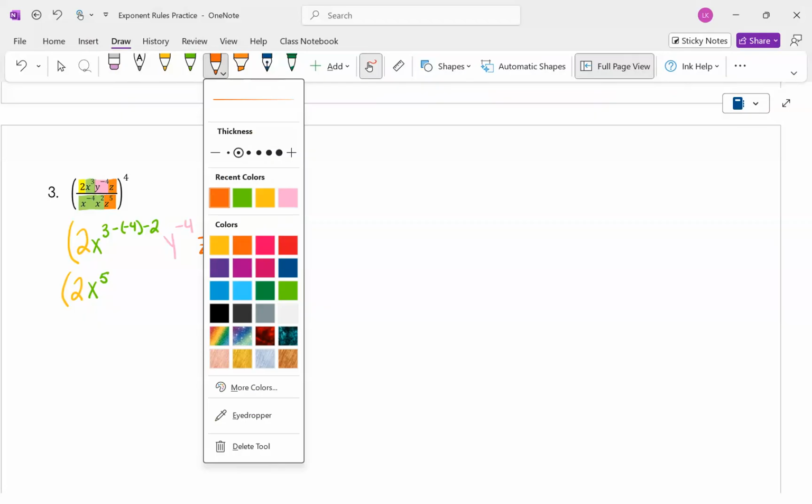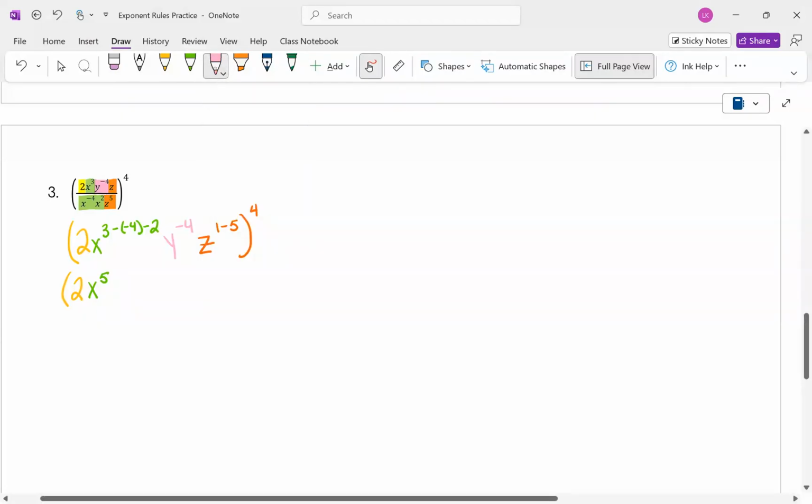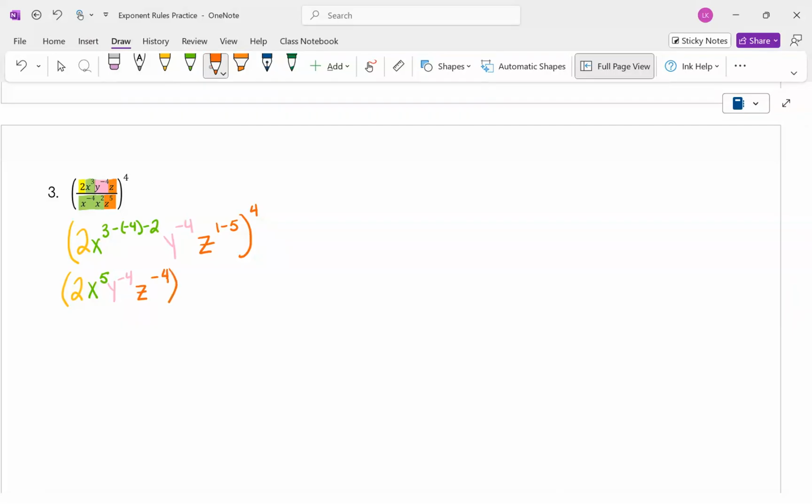Then we have y to the negative 4. Nothing is happening there. And then we have z. 1 minus 5 is negative 4. And then this whole thing is still being raised to the fourth. At this point, I'm going to raise everything to that fourth power. Do not forget that the 2 also gets raised to the fourth power. So this is going to become 2 to the fourth power.